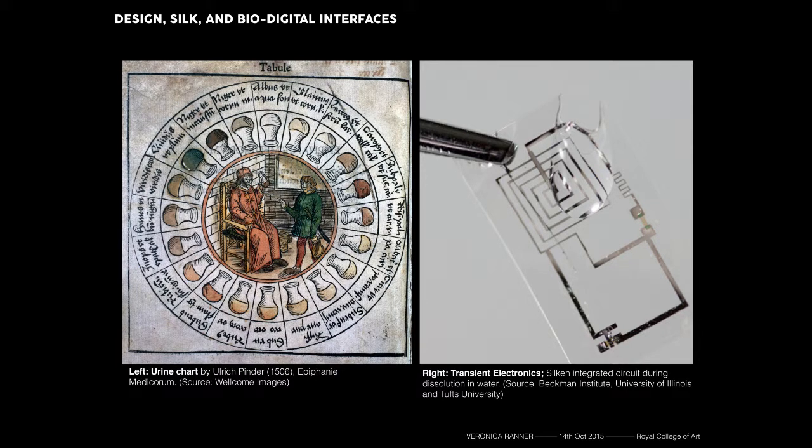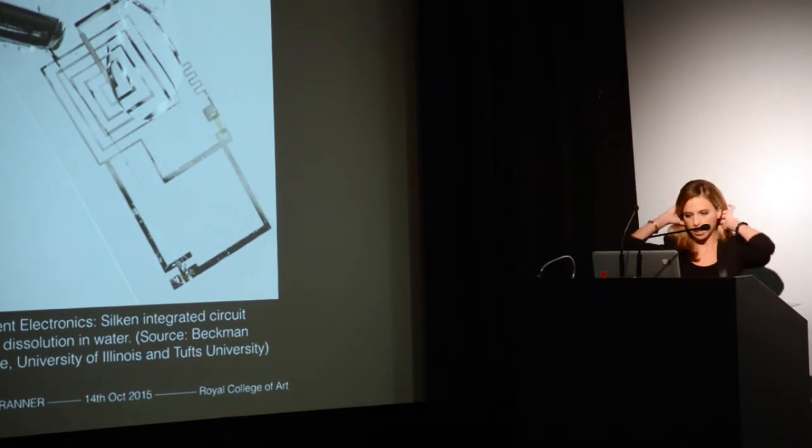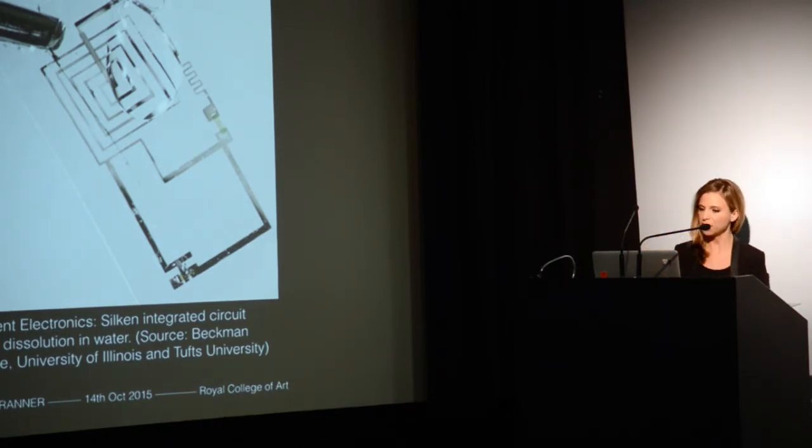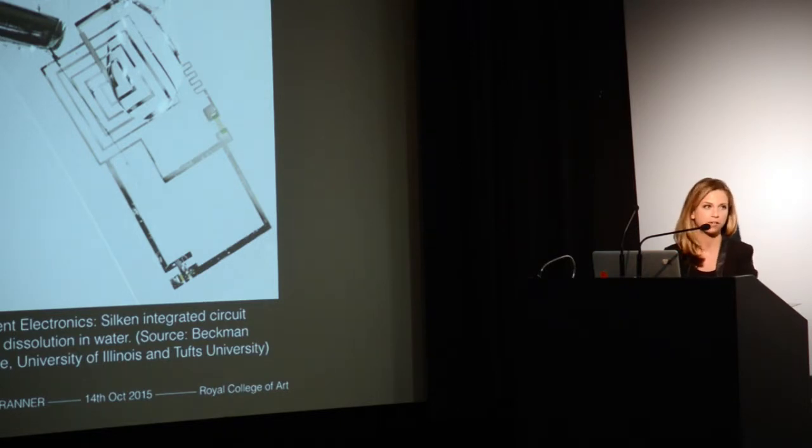On the left you can see something from the past, quite a while ago, 15th century. They were quite progressive back then. This is Ulrich Pinder, another German, one of the first quantified self-trackers. He collected his own urine and put it in a wheel, in a chart, and traced the color and cognitive and sensory factors to see whether or not he's healthy.